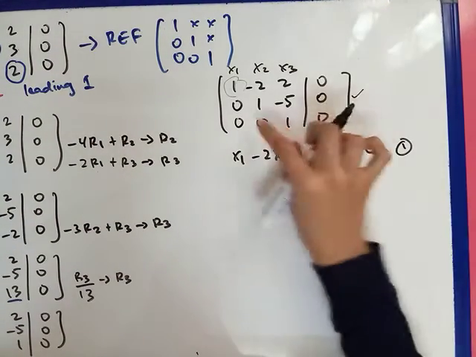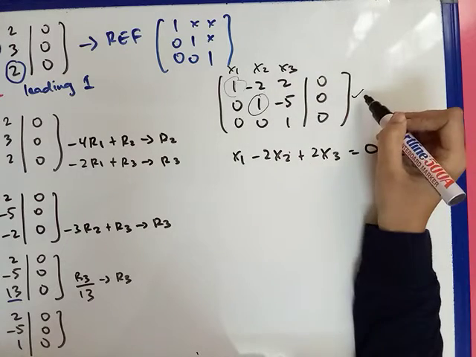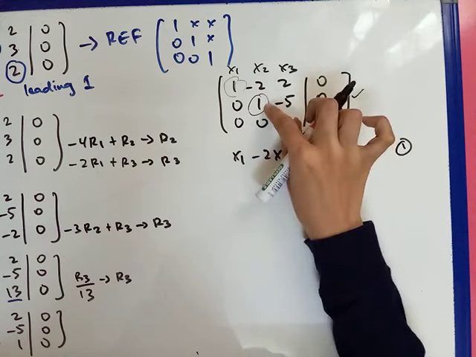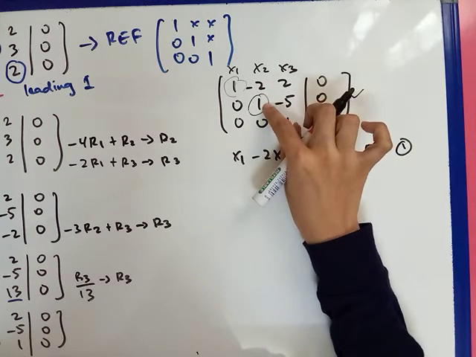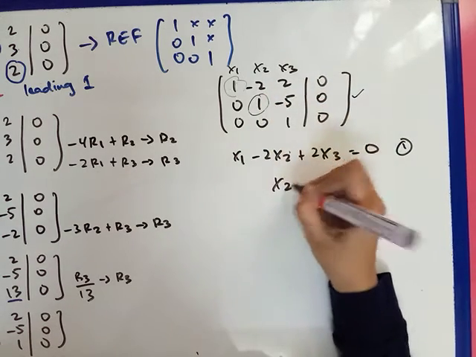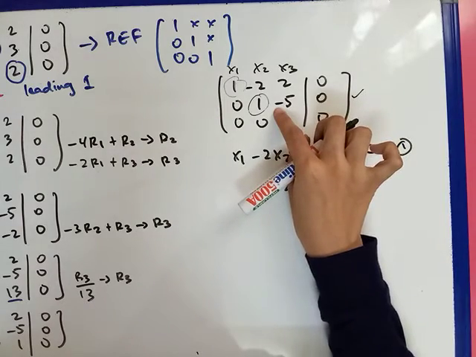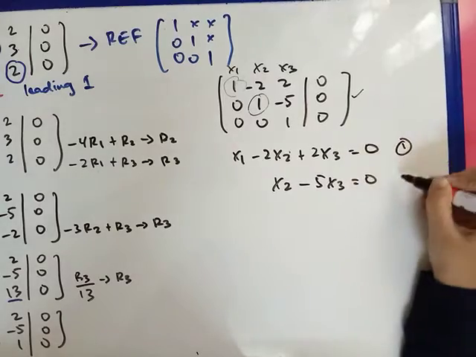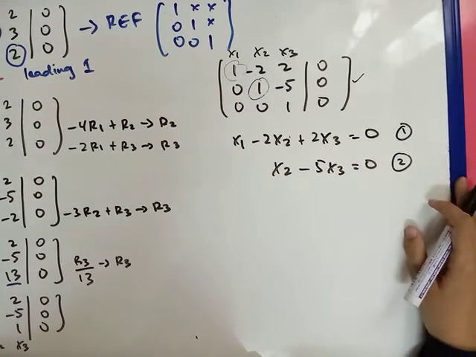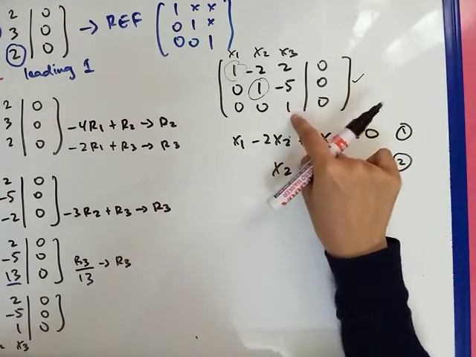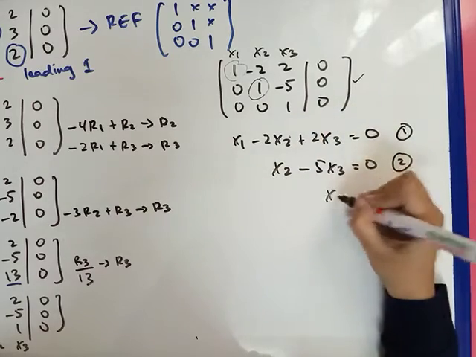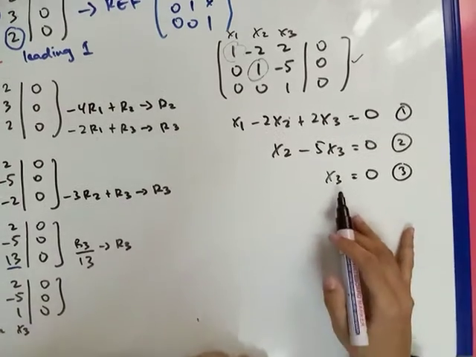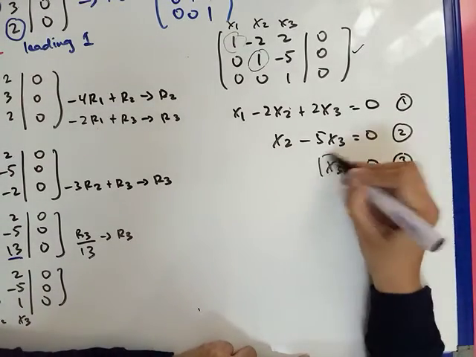Second equation, we have a leading one here too. Because x1 is 0, there is no need to put x1. Starting with x2, the value is 1, so x2 minus 5x3 equals 0. This is the second equation. And then the last one, x3 equals 0. This is the third equation.